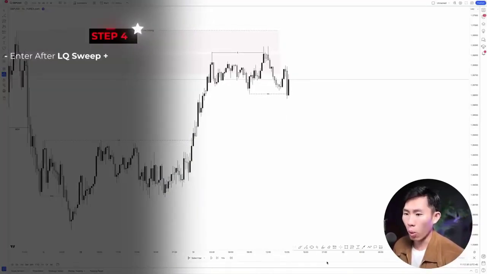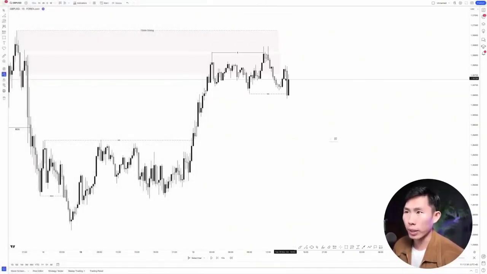So at this point of time, I will be mapping out the point of interest that led to this market shift. Okay, so this is a little supply zone, or order block, whatever you like to call it, that led to this market shift. And this is where I want to actually enter for the trade.